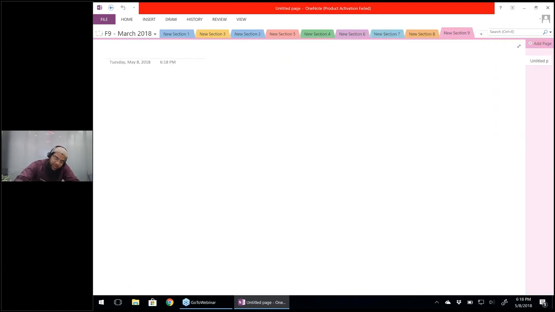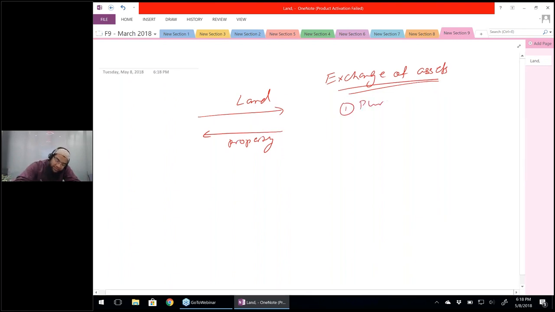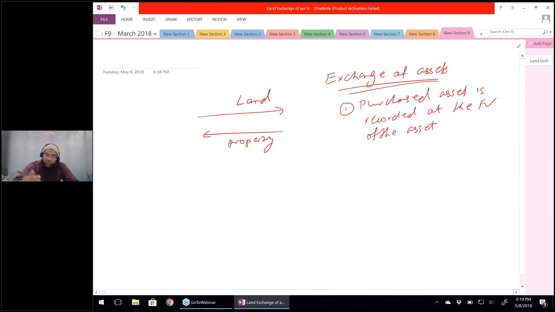And what we are doing is actually we are giving a land and getting a property in exchange. So this is a case of exchange of assets. What is the accounting of exchange of assets? When we give an asset and when we get another asset, what do we actually do? We say that the purchased asset, which in this case is the building, is recorded at the fair value of the asset given up. In case of exchange, the purchased asset is recorded at the fair value of the asset given up.